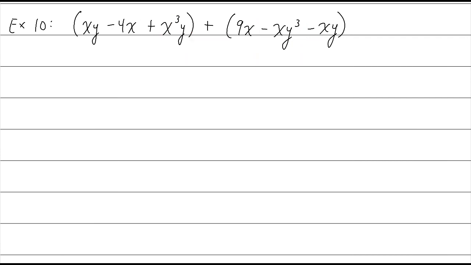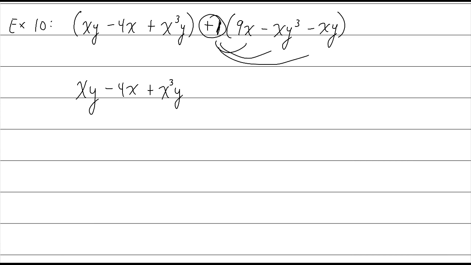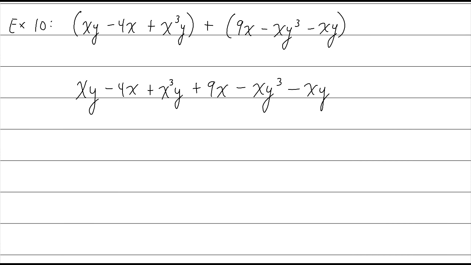All right, let's go ahead and drop the parentheses. So we have xy minus 4x plus x cubed y. Again, technically I'm distributing this 1, but why do the extra work? Same thing here. This is a positive 1 this time, not a negative, so I can just distribute it again and get the same thing. So that's going to be plus 9x minus xy cubed minus xy. No signs flipping there.